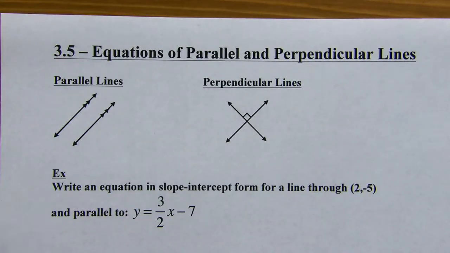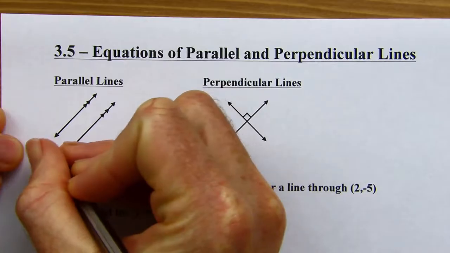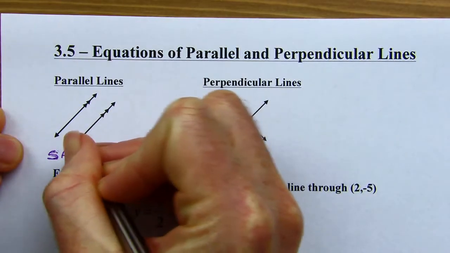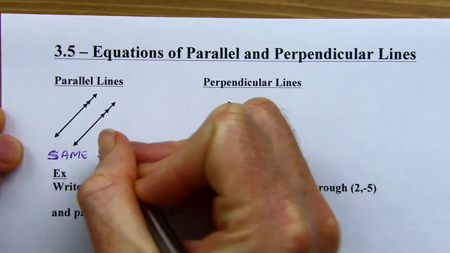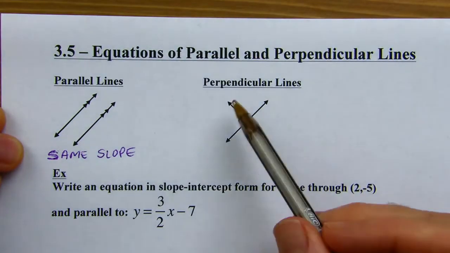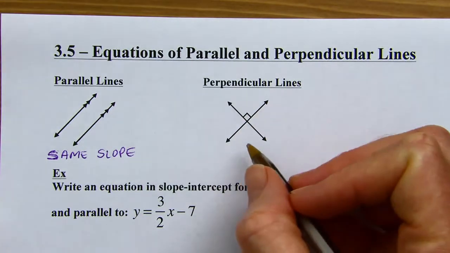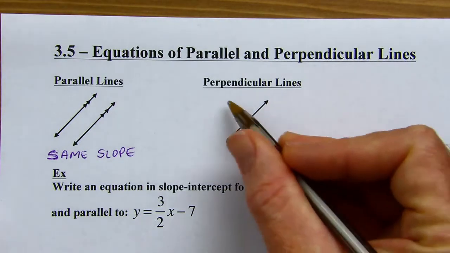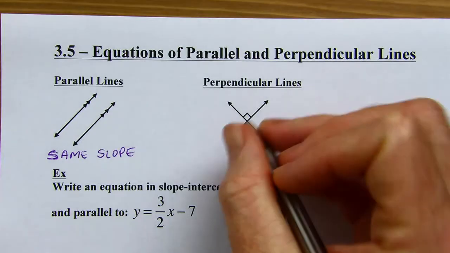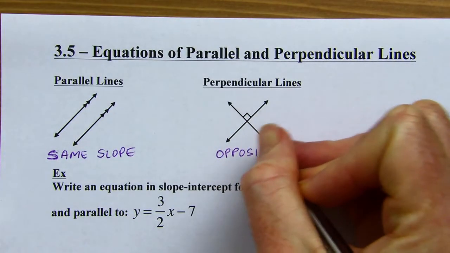Okay, so I've got some parallel lines here, and I think you already know what parallel lines are, and you probably know that they have the same slope, but that's what I want to point out right now. Okay, and then perpendicular lines are going to form a right angle. These don't have the same slope. One of the slopes here is positive, one's negative. I can see that just looking at it. These actually have what's called opposite reciprocal slopes.